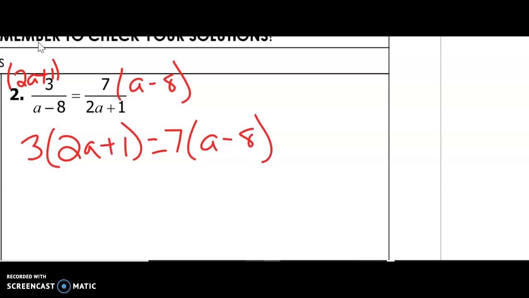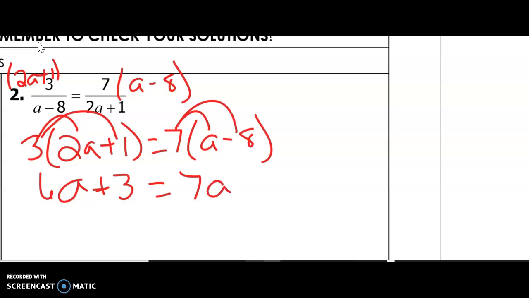Now, this is a multi-step equation. So we're going to do some distributing. We're going to be doing some combining like terms and solving. So we're going to distribute the 3. So 3 times 2a is 6a, and 3 times 1 is 3. And 7 times a is 7a, and 7 times negative 8 is negative 56.